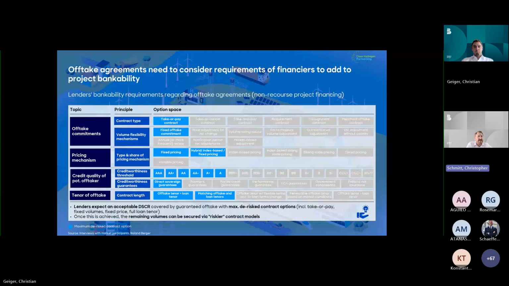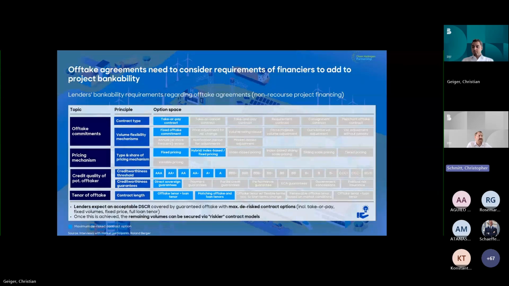On the pricing side, and we'll speak about this in a little bit more detail, the biggest preference is to have fixed pricing that reflects the cost structure of your project. So you know your CapEx. You can ideally also lock in your OpEx to 100% extent.